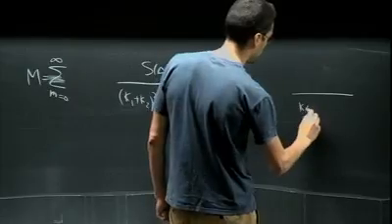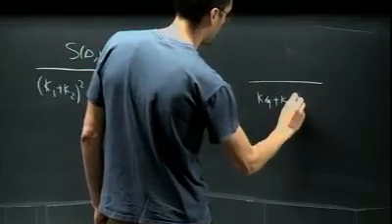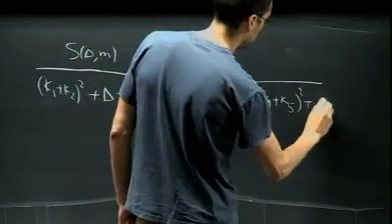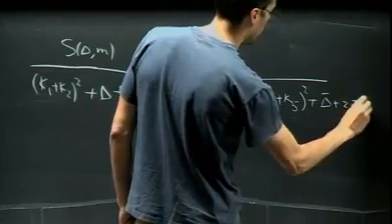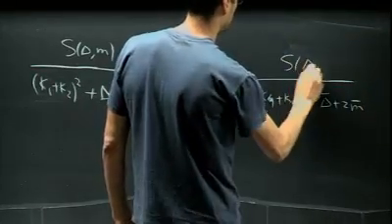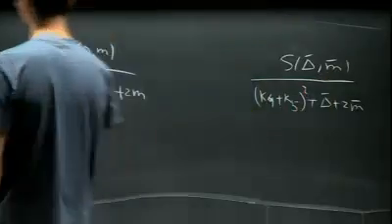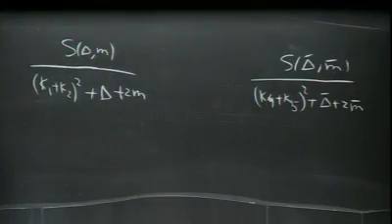K4 plus K5 squared plus delta bar plus 2m bar S delta bar m bar, for example. M bar equal here. Okay.